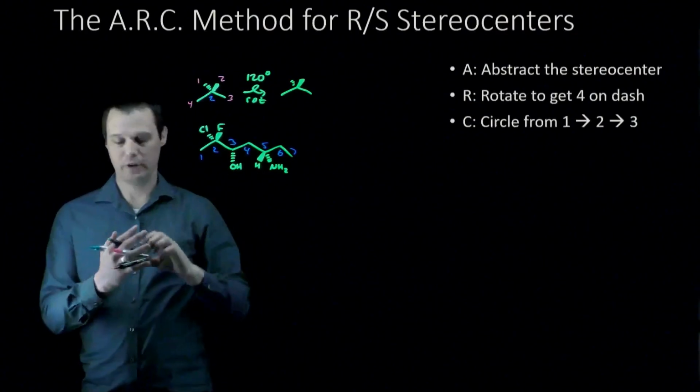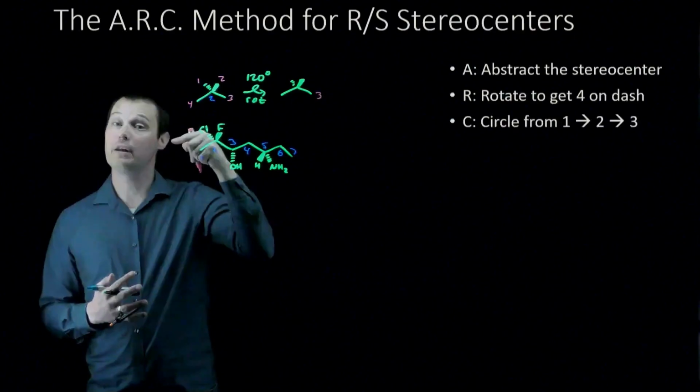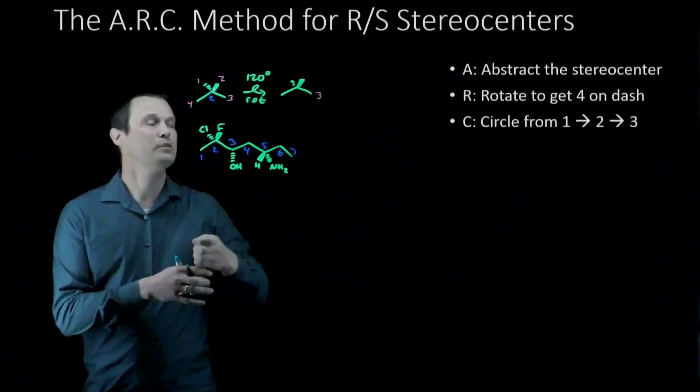I'm going to hold number 3 to be constant, so I'm going to keep number 3 in the plane, and I'm going to rotate the rest of the groups like musical chairs. I want number 4 to be on the dash, so let me rotate number 4 to be on the dash.